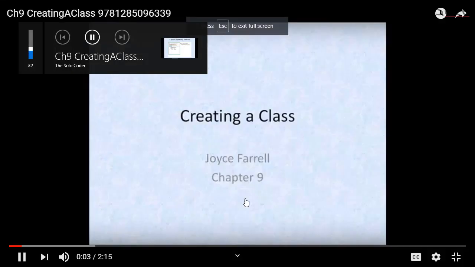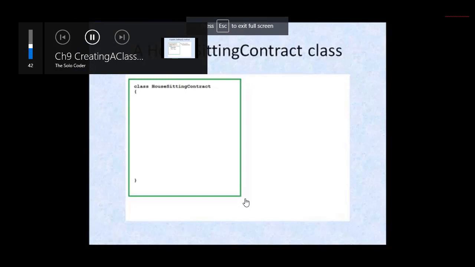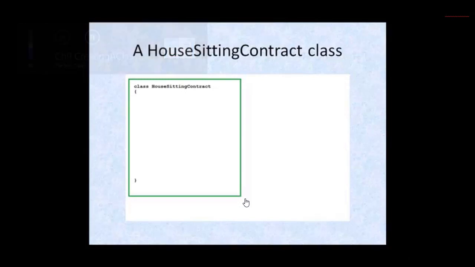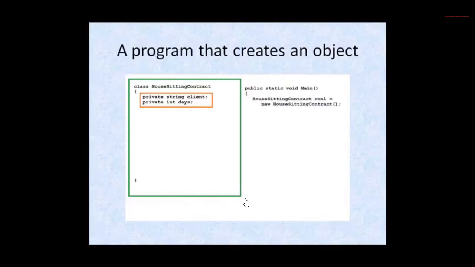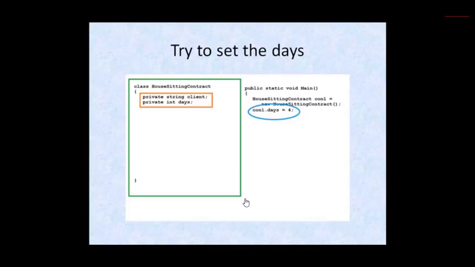Let's look at creating a class. Suppose you run a house-sitting business and you decide to create a house-sitting contract class. You might decide the fields that you need in the class are the client's name and the number of days that the contract extends. Suppose in another class you're writing a main method that declares a house-sitting contract object named con1. You might attempt to set con1's days field to 4. But when you try to send the 4 to the field, you can't get in because the data fields are private. They are not accessible by outside classes.